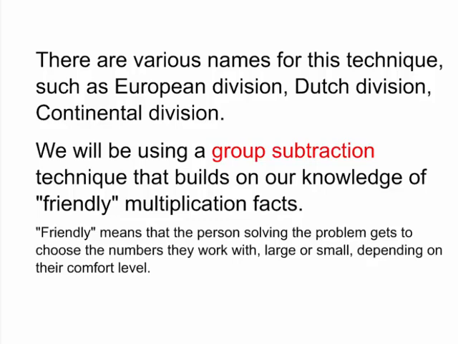We're going to be doing a lot of subtracting from numbers, but we're going to try and use some of our multiplication facts that hopefully we're a little bit more comfortable with. And we're going to stick with our friendly multiplication facts, so numbers that you, as the solver, are comfortable with. If you find the numbers I use are too big, then you can use smaller numbers. If you find the numbers I'm using are too small, then you can use bigger numbers. It's totally up to you as the person solving the problem.